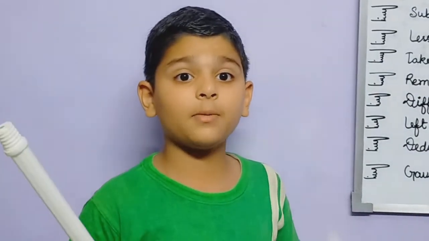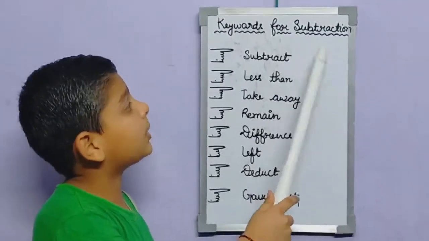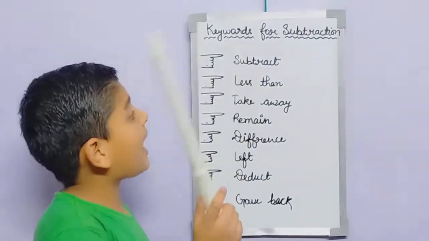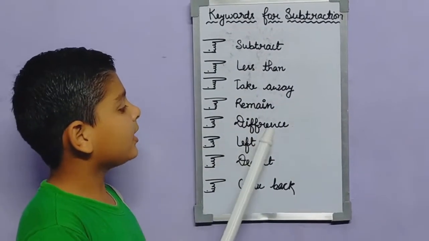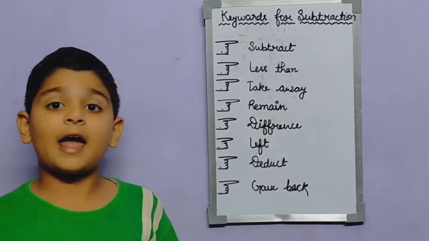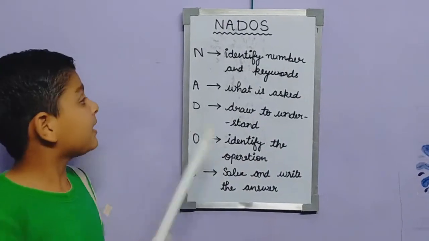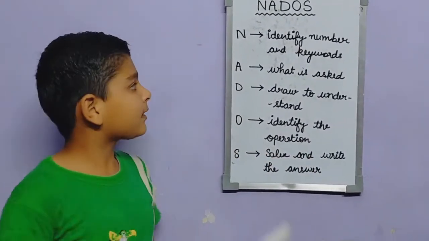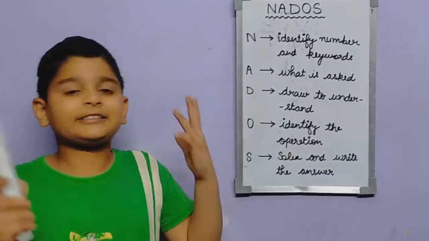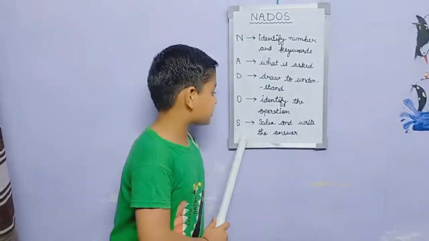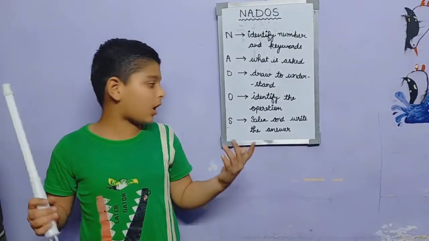Before starting a word problem, we should know the keywords for subtraction. They help to identify the operation, like subtract, less than, take away, remain, difference, left, deduct, give back, etc. To solve a subtraction word problem, we follow NADOS. What is NADOS? Let's see. N stands for identify numbers and keywords. A stands for what is asked. D stands for draw to understand. O stands for identify the operation. And last, S stands for solve and write the answer.